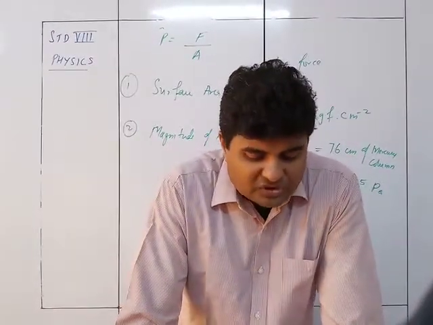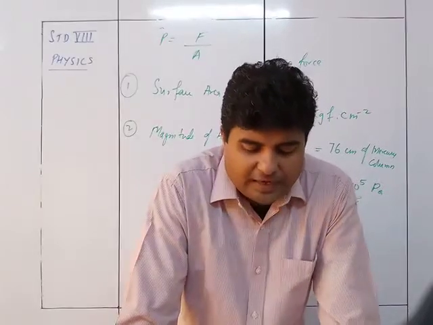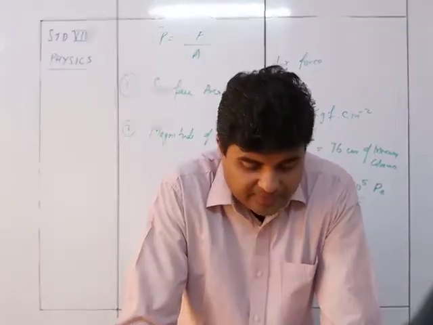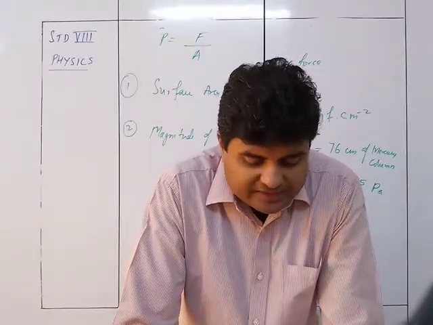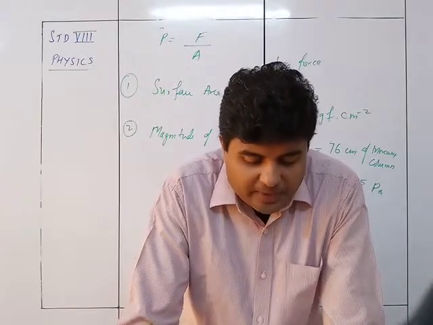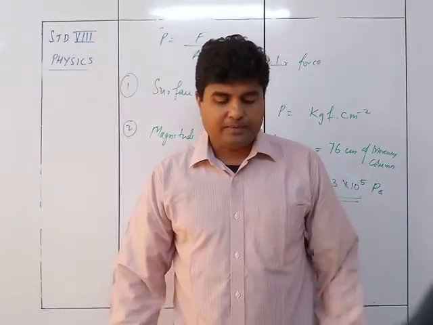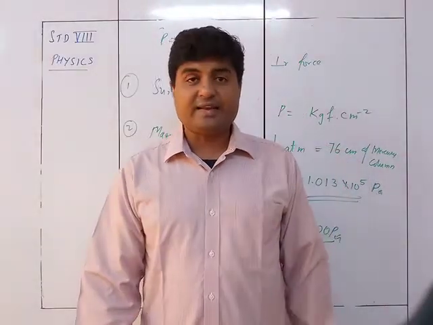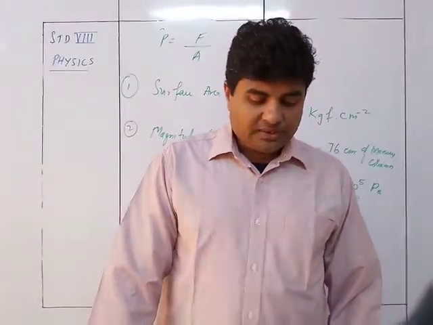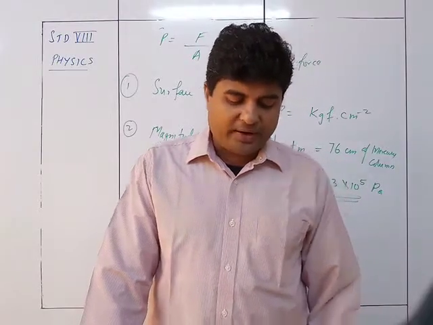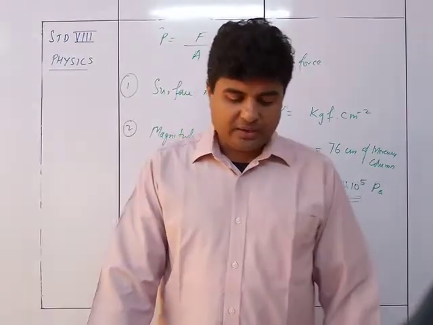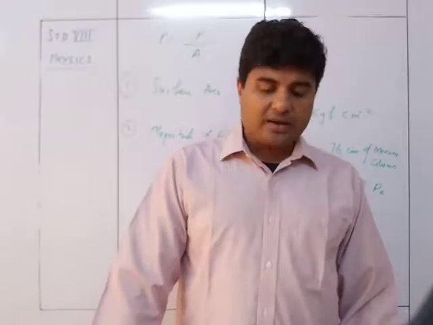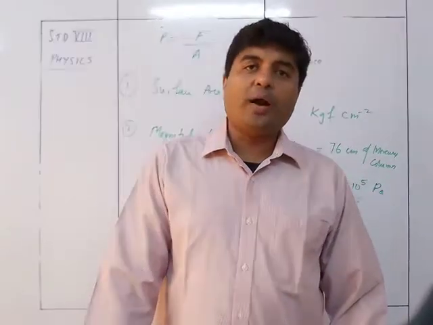A block of mass 10 kg, of dimension 40 by 20 by 10 centimeters, is lying on the tabletop. On its side, 40 centimeter by 20 centimeter, the thrust exerted by the block on the tabletop is equal to the weight of the block, that is 10 kgf. The thrust acts on the area 40 into 20, so 800 centimeter square. So the pressure is 10 upon 800, that is 0.0125.